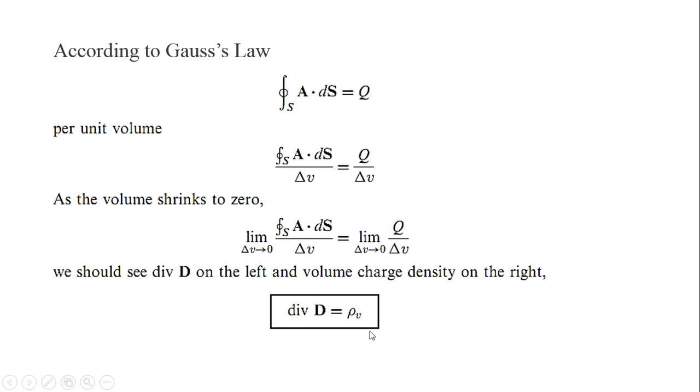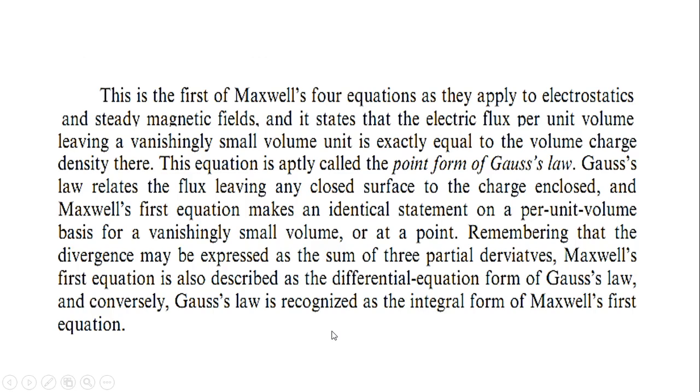This equation is actually called the point form of Gauss's law, or this equation is also called the differential form of Gauss's law. So the Maxwell's first equation is actually called the point form or the differential equation form of Gauss's law. So we can say that Gauss's law is actually called the integral form of Maxwell's first equation.